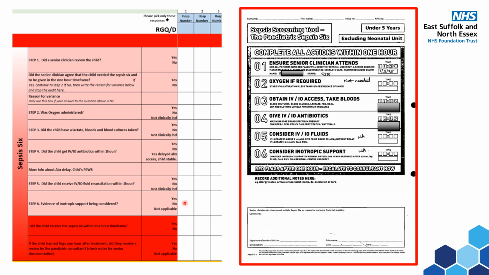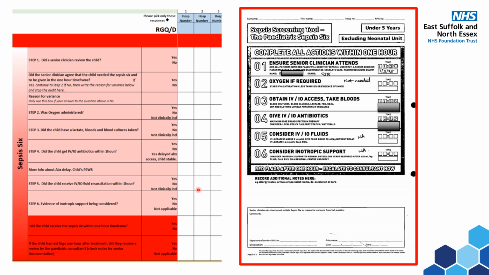Next one, step 6, is there evidence of inotropic support being considered? Now, again, this is one question where some people say no. So if you answer no to that question, you're saying the child did need inotropes, but we didn't even consider it. So just be careful that maybe what you mean is that it's not applicable. So if I look at step number 6, you can see there they've written not applicable, so I'm going to write not applicable.